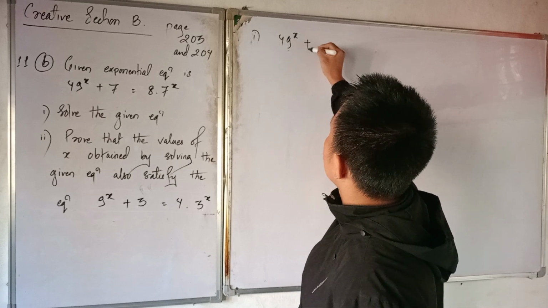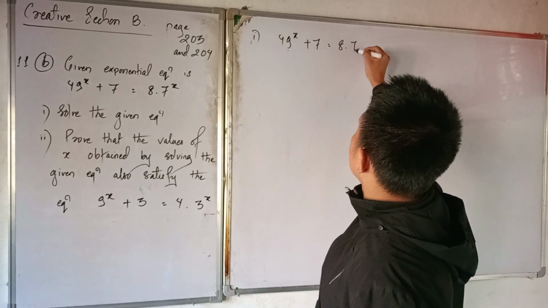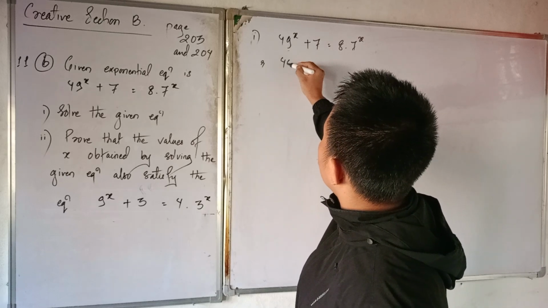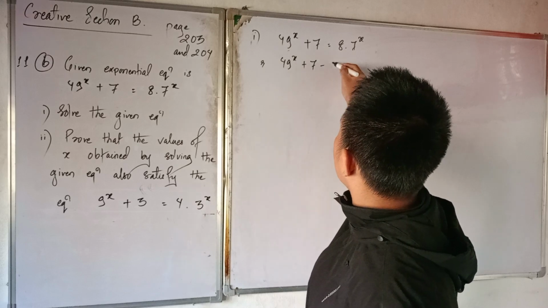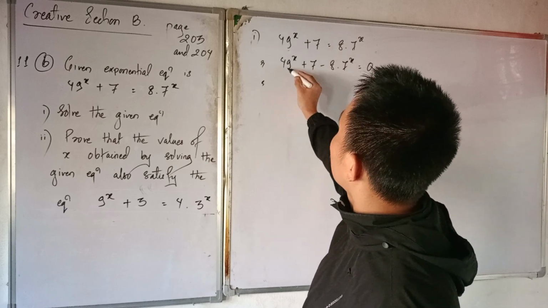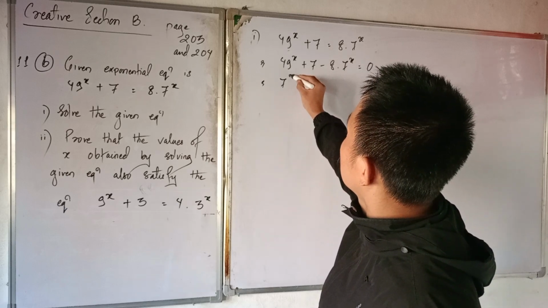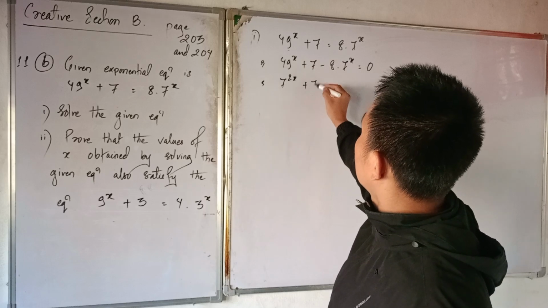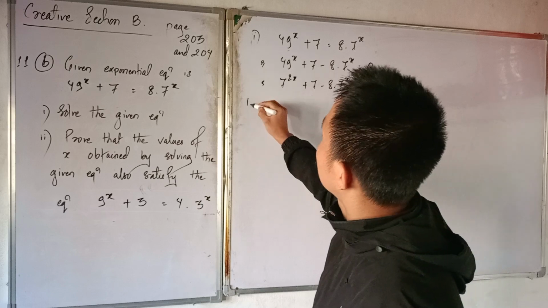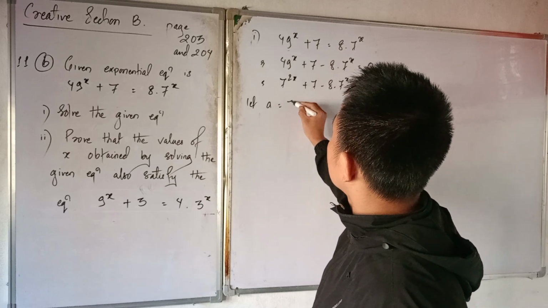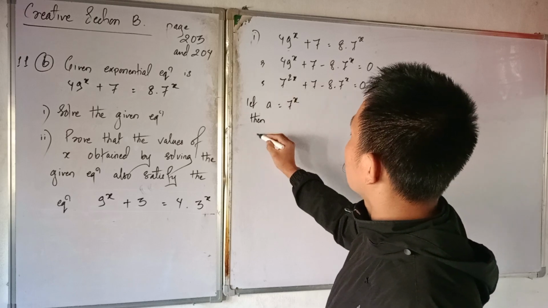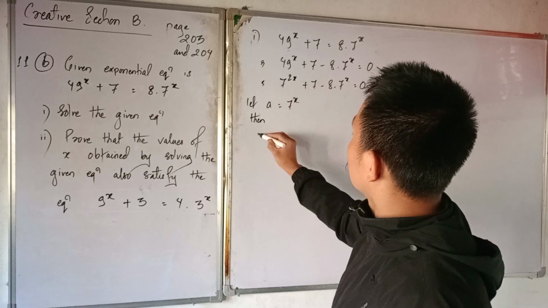49 power x plus 7 is equal to 8 times 7 power x. Now you move this to the left side: 49 power x plus 7 minus 8 times 7 power x equals 0. Now 49 can be expressed as 7 squared, power x, and minus 8 times 7 power x equals 0. Let a equal 7 power x. Then you just substitute 7 power x by a.